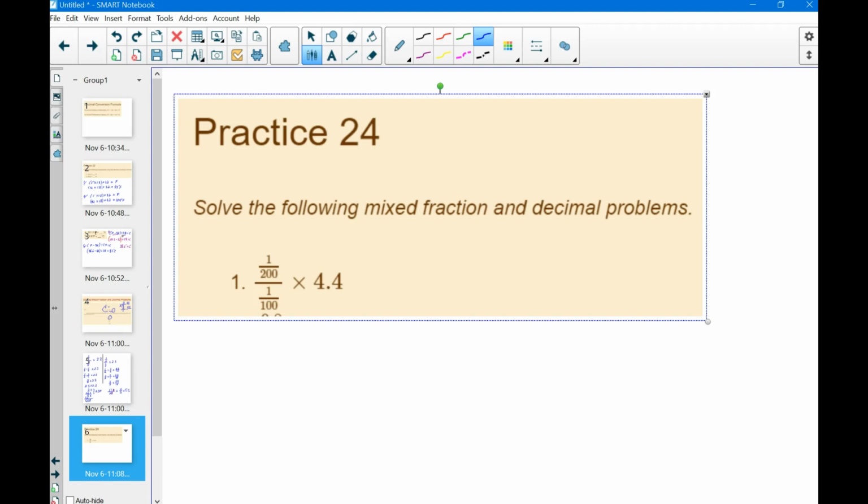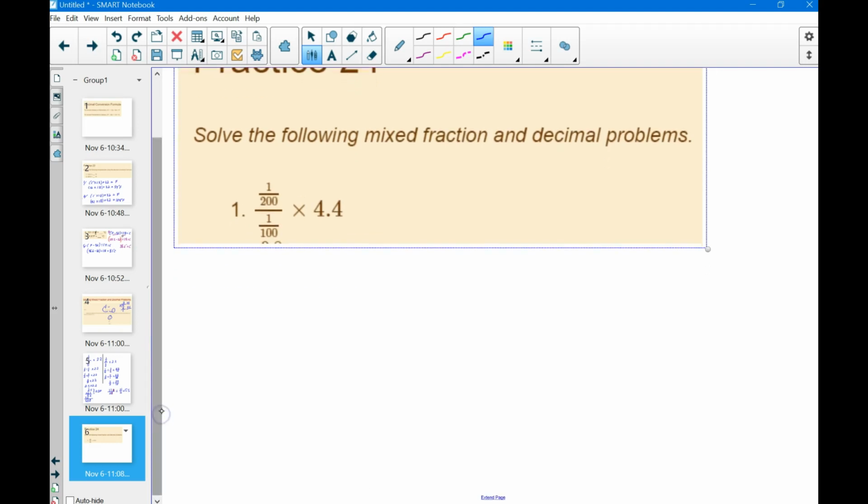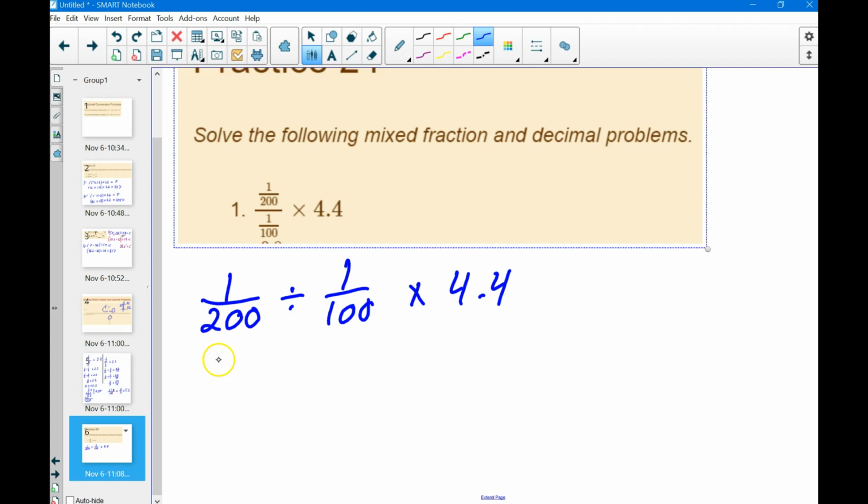So I have 1 over 200 divided by 1 over 100 times 4.4. Let's just have a look at that for 1 second and break it down. It's going to be 1 over 200 divided by 1 over 100 times 4.4. So this turns into 1 over 200 multiplied by 100 over 1 times 4.4.